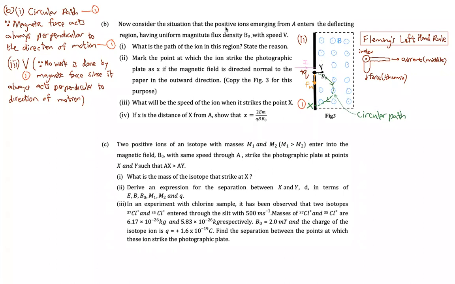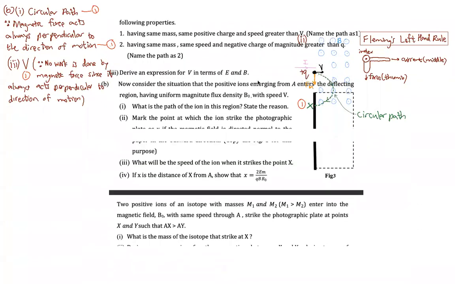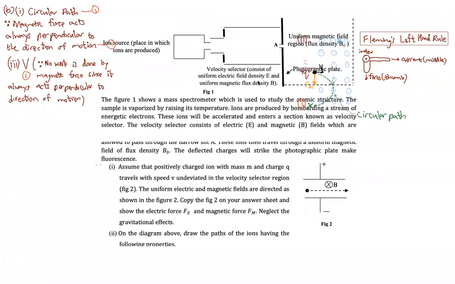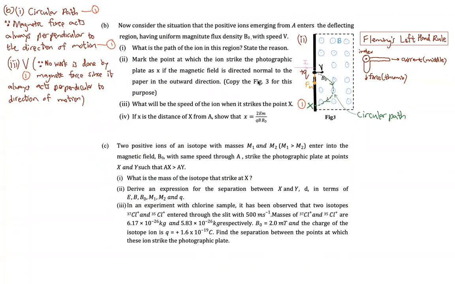Right. Then next one. If x is the distance of xa, show that x is equal to 2mv over qB naught. What is a, people? Yeah, a is the slit in the previous question. A is the slit. So this point is a. Remember, we have given it in the diagram already. This point is a. So tell me, what is ax? Tell me another definition for ax.